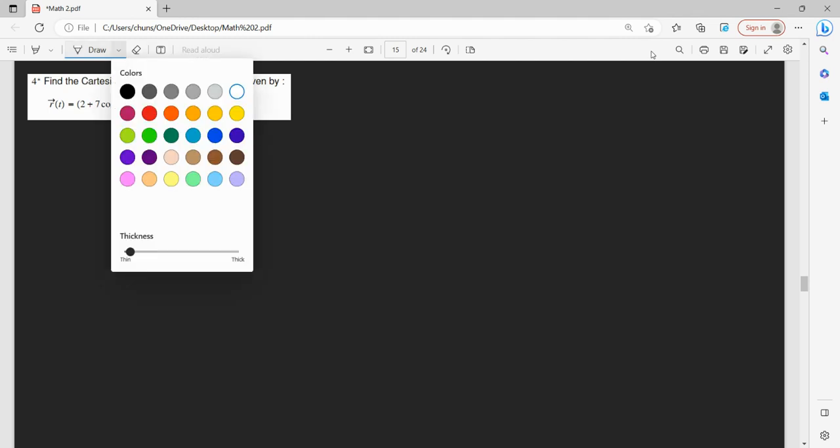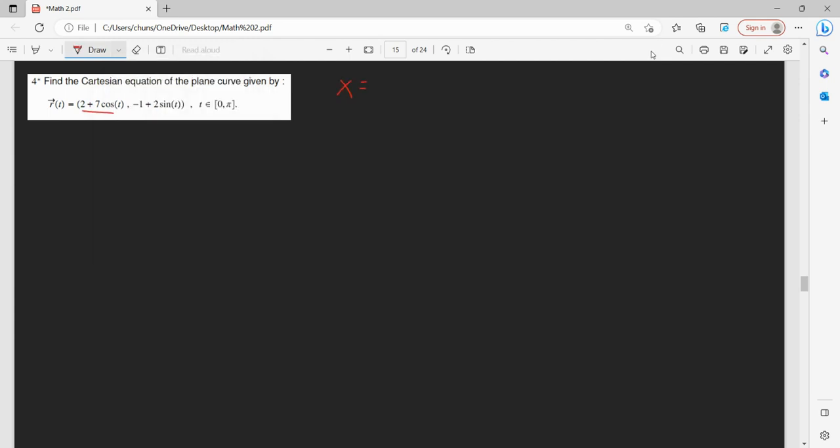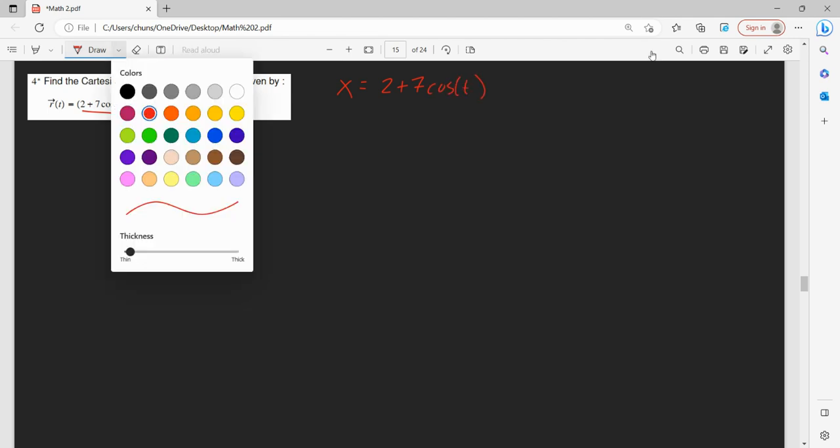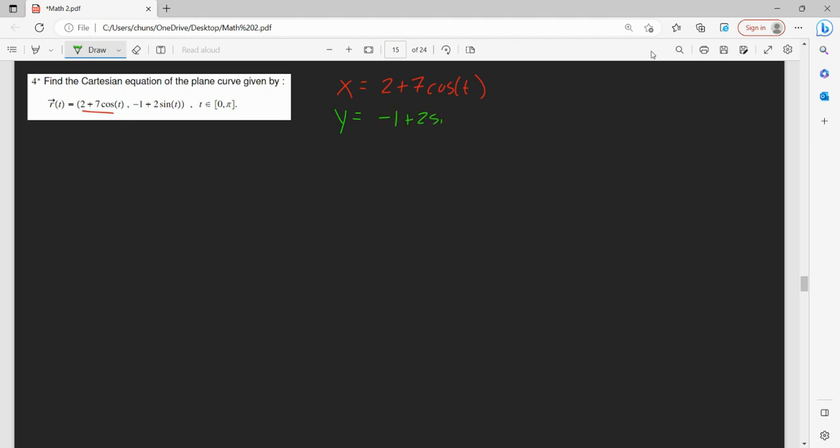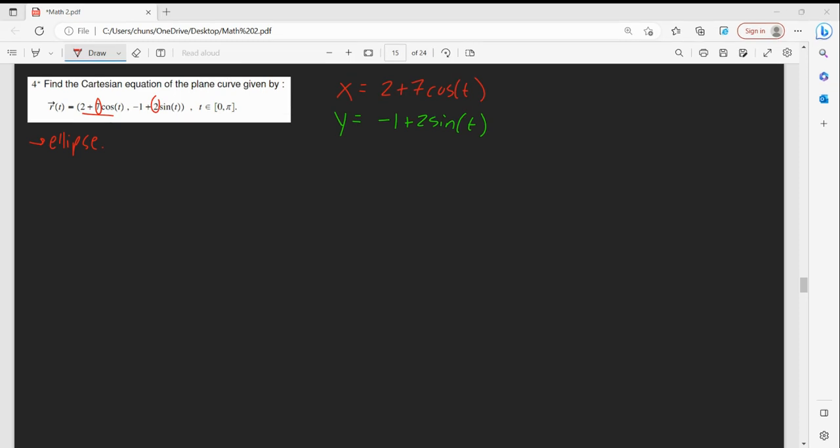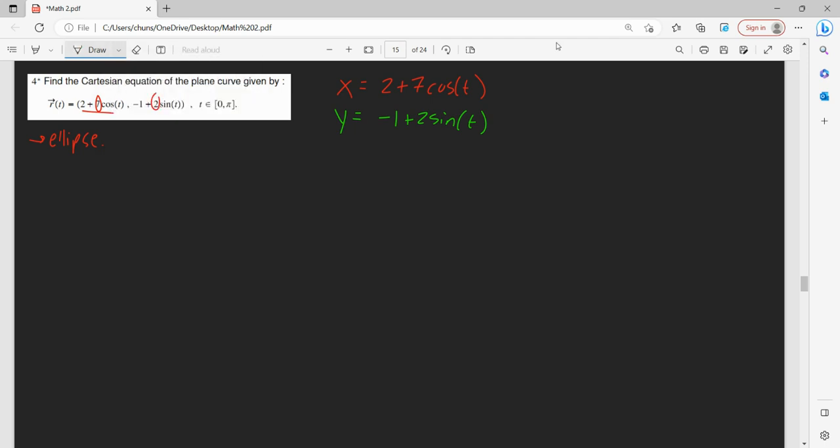Okay, question 4. Find the Cartesian equation of the plane curve given by this equation here. So let's do the same thing. Let's separate our x. So x is equal to 2 plus 7 cos t. Then our y is equal to -1 plus 2 sine t. So this is already in parametric form, so we just need to identify what we're looking at. Our coefficients for cos and sine are different, so therefore this is an ellipse. And this is simple enough. We have our h and k values, so our answer is going to be x minus 2 squared over 7 squared, which is 49, plus y plus 1 over 2 squared, which is 4, is equal to 1.